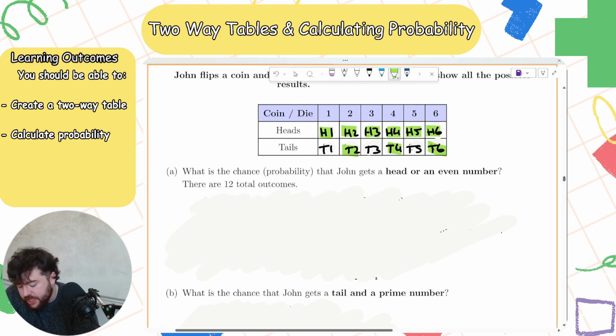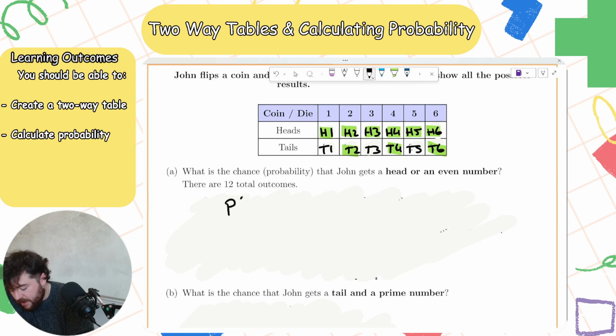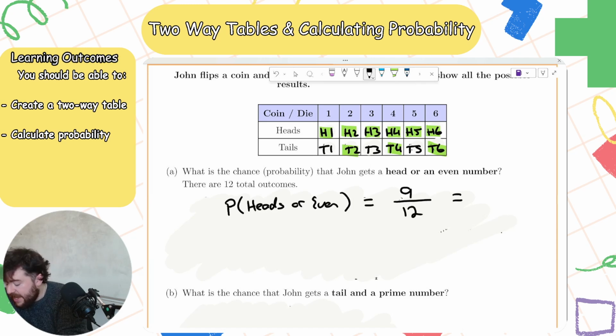So what is the chance that John gets a head or an even number? The probability of heads or even. How many outcomes do we have? We have 1, 2, 3, 4, 5, 6, 7, 8, 9. 9 outcomes out of a possible 1, 2, 3, 4, 5, 6, 7, 8, 9, 10, 11, 12. 9 twelfths, which simplifies to 3 quarters. So there's a 3 in 4 chance of getting a head or even.